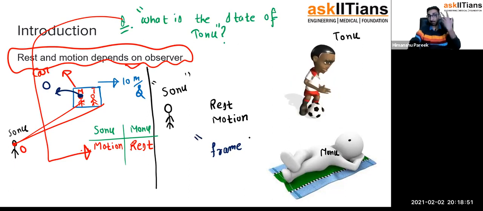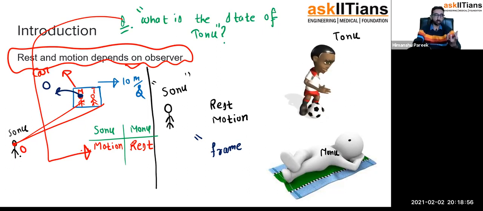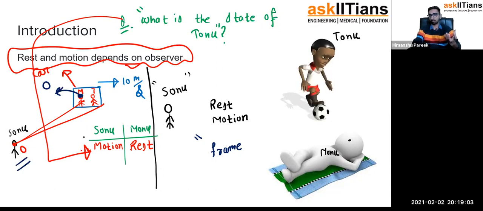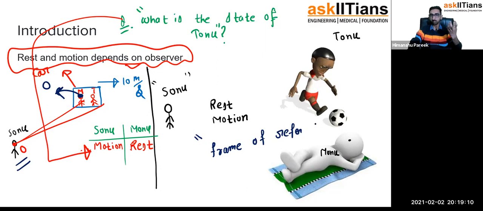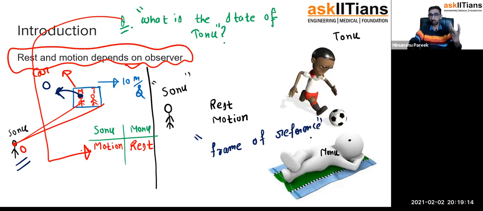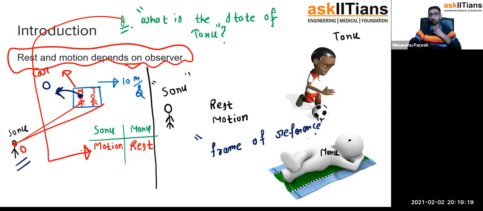Frame means the place where you have set your origin. So Sonu has set his origin at this place. For Mono, this is the origin. So this is Mono's frame. So frame of reference. What does it mean? The place where you fix your origin. In simple language, the place where we make all the observations. This is what we call the frame of reference.